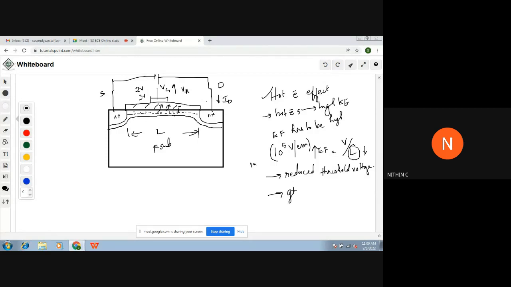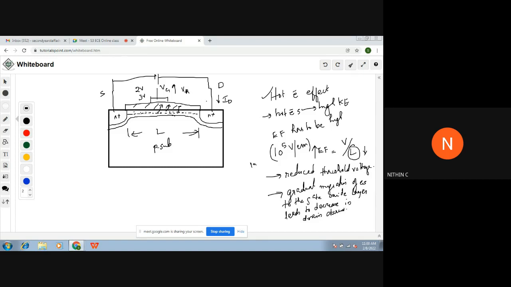Okay, this gradual migration of electrons to the gate oxide layer leads to decrease in drain current.